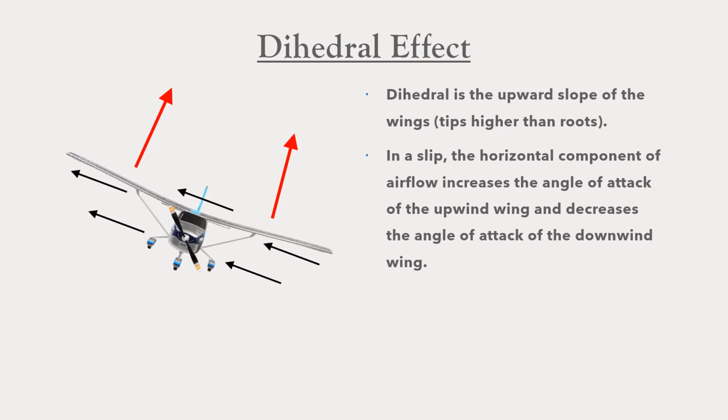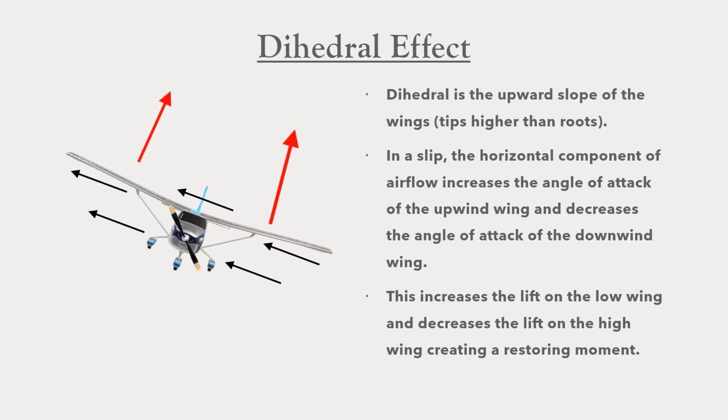So with an aircraft with dihedral, then that horizontal component of the airflow tends to hit the bottom of the upwind wing, and it tends to hit the top of the downwind wing. So the angle of attack gets increased on the upwind wing and decreased on the downwind wing. That changes the amount of lift so that the upwind wing increases in lift, the downwind wing decreases in lift, and that creates a moment tending to roll the wings back towards level.